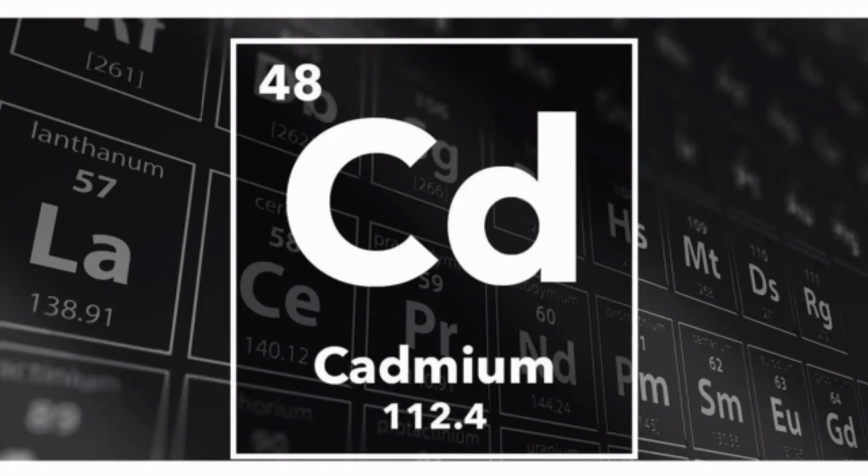The next metal is cadmium. Cadmium is a transition metal. In its elemental form, it is a soft, silver-white metal. It's not usually present in the environment as a pure metal, but most often as complex oxides, sulfides, and carbonates in zinc, lead, and copper ores.